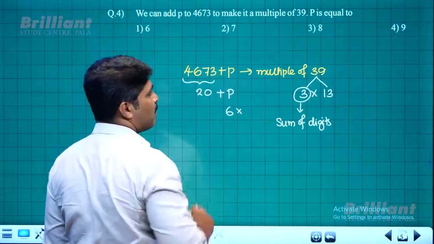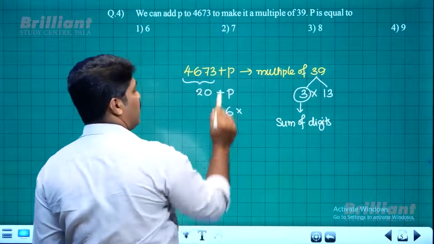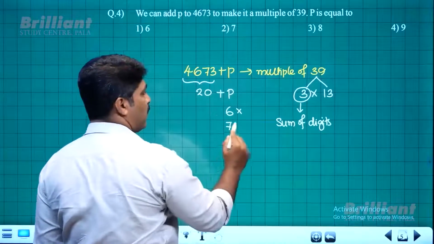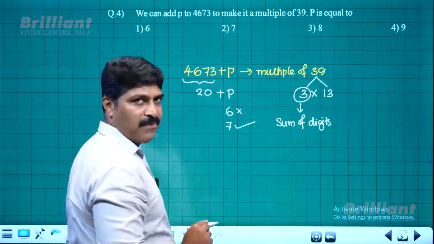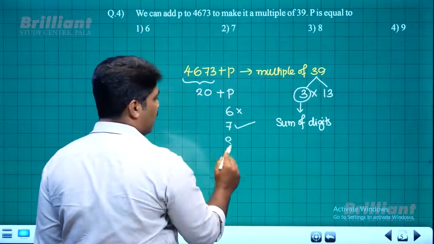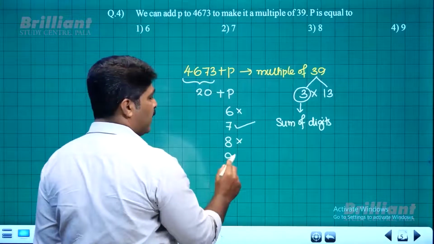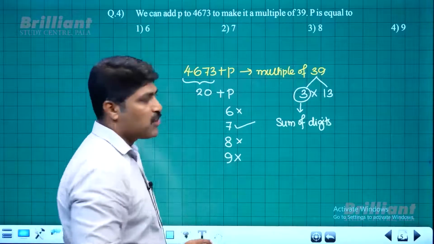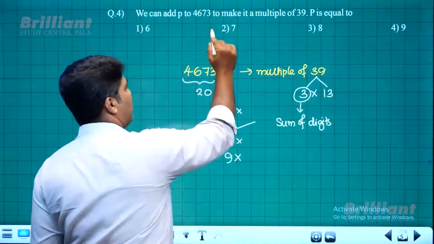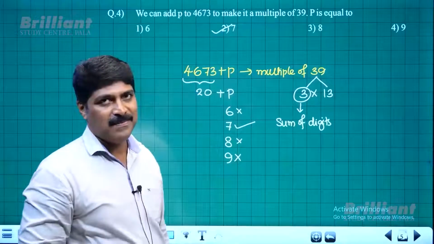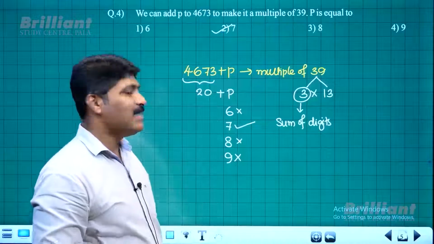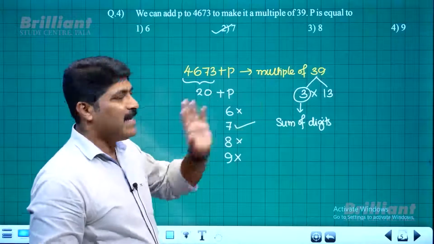So it's not a multiple of 3. If it is 7, this sum will be equal to 27. It's a multiple of 3. If it is 8, 28 is not a multiple of 3. 9, 29, it's not a multiple of 3. Fortunately, we reached a conclusion that 7 is the only possibility here. So the answer is 7. So this is the tricky approach.